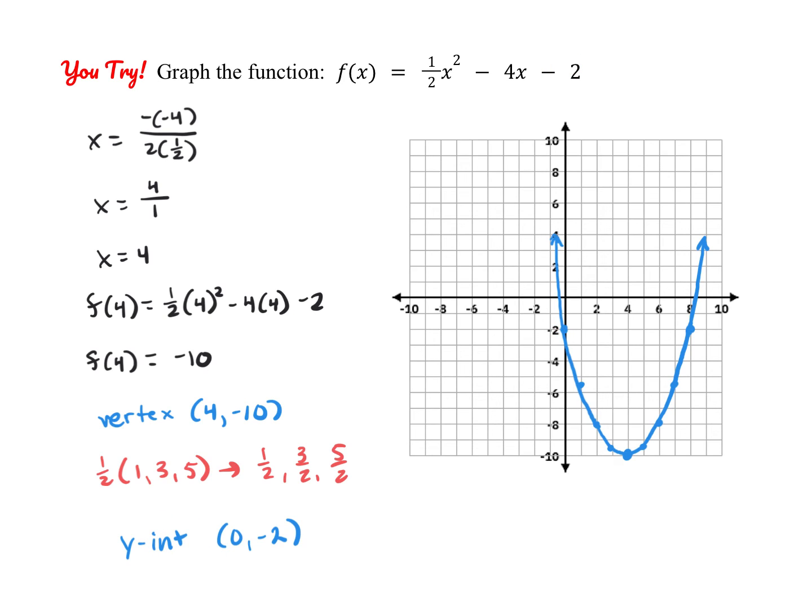And then I can reflect that over my axis of symmetry, which is x equals 4, to give us an additional point. So notice if I'm 1, 2, 3, 4 units to the left of my axis, I simply go 4 units to the right. So that's an additional point that we can add pretty easily.